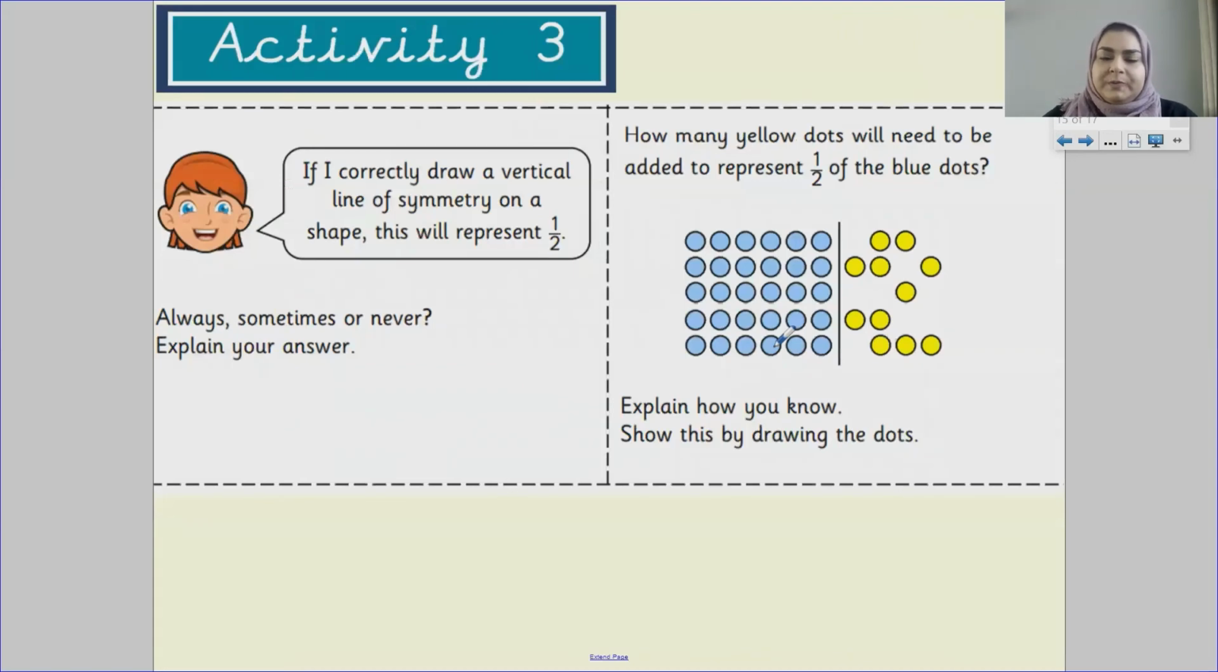Then this is part 2. It says, if I correctly draw a vertical line of symmetry on a shape, this will represent a half. Always, sometimes, or never. Explain your answer. So if I correctly draw a vertical line of symmetry on a shape, this will represent half, always, sometimes, or never. So you need to try and work out, does it always do that? Does it sometimes do that or never do that? If she had all the shapes in front of her and drew a vertical line of symmetry, will they all represent a half? If so, why? If not, why?